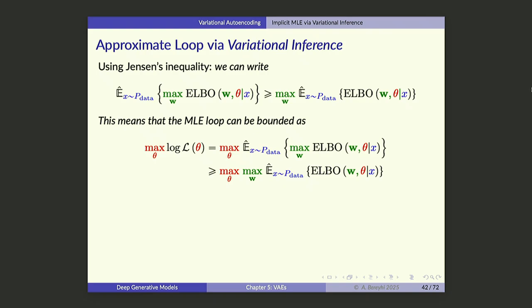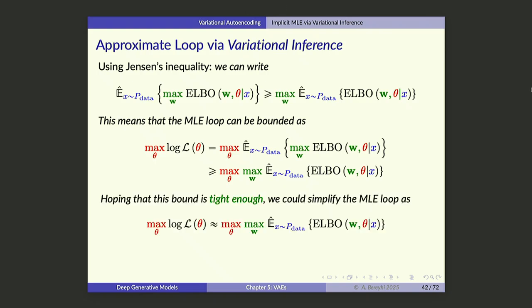Now, what do we do? We are limited in computation, so we always hope for the best. We hope that this bound is tight. Even if it's not tight, we hope that it's going to give us good gradients. And we simply assume that maximizing the log likelihood is essentially equivalent to maximizing the expected ELBO.